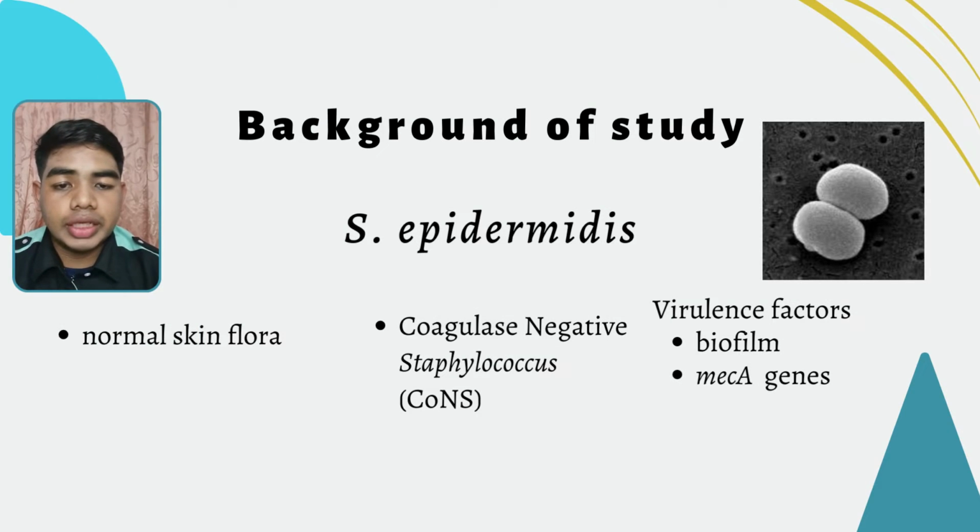My background of study is Staphylococcus epidermidis. So what is Staphylococcus epidermidis? It's a normal skin flora found on human skin. It is a gram-positive bacteria and a coagulase-negative staphylococcus, or known as CoNS, and it has virulence factors, which are the biofilm formation gene and the mecA gene.